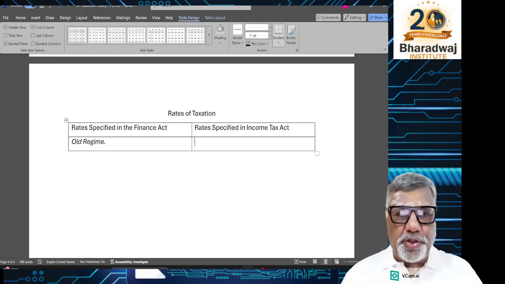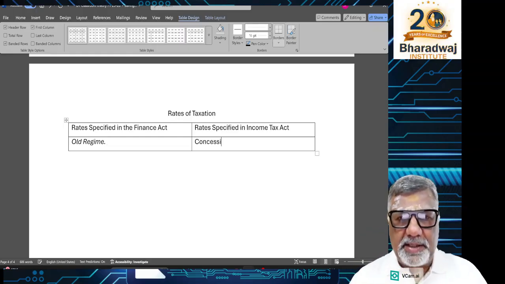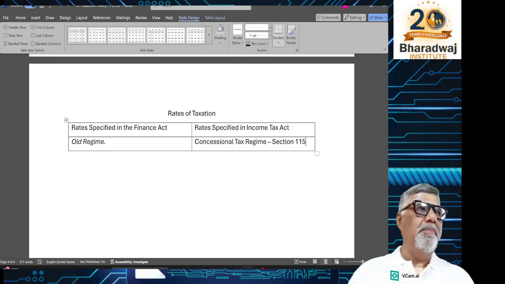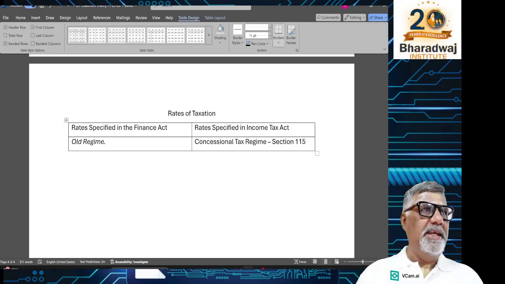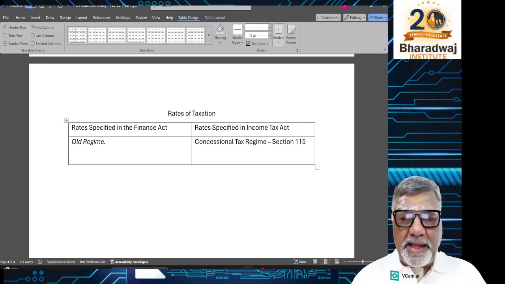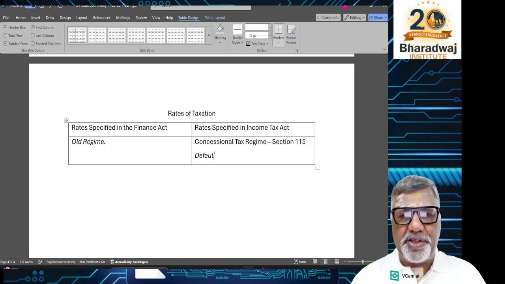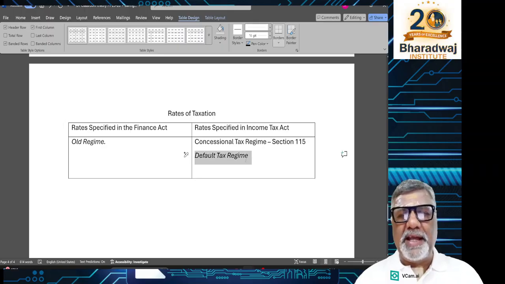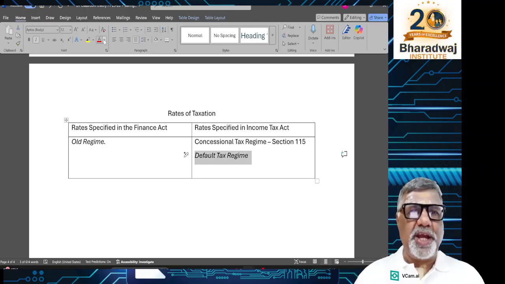And this is known as the concessional tax regime, which is in section 115, various parts of 115, starting from BAA and going up to BAE. So this is the concessional tax regime, which is given under income tax law. This is also popularly known as the default tax regime.